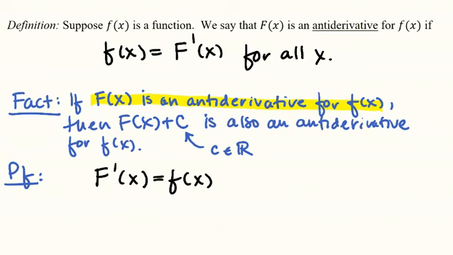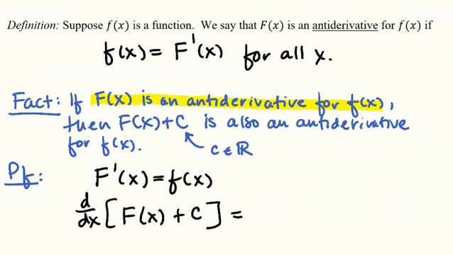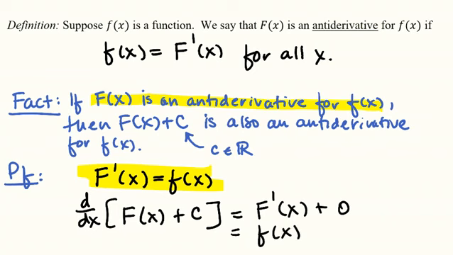So let's look at the derivative with respect to x of capital F of x plus c, where c is some real number. We're going to take the derivative of capital F, plus the derivative of a number, which is 0. And we know that the derivative of capital F is lowercase f. So that's just going to be f of x, meaning that if the derivative of capital F of x plus c is regular f, then capital F of x plus c is an antiderivative.